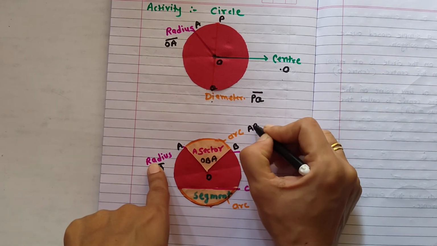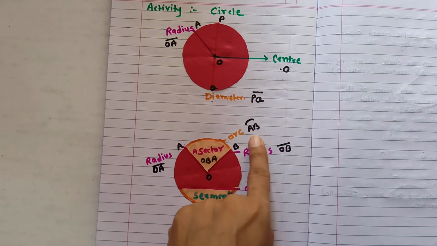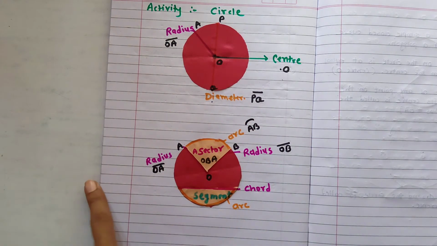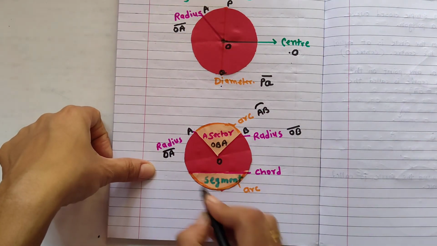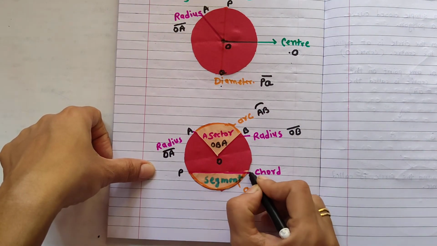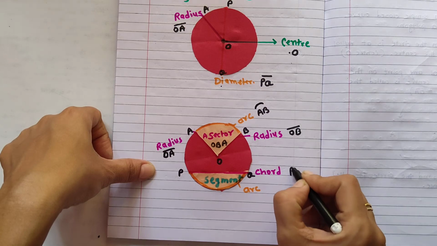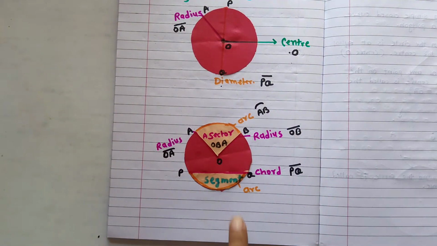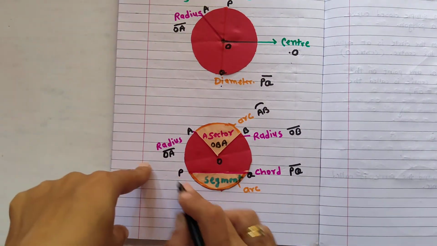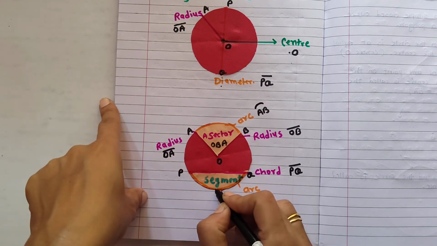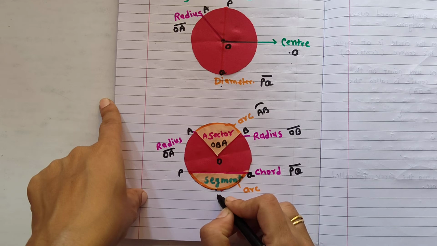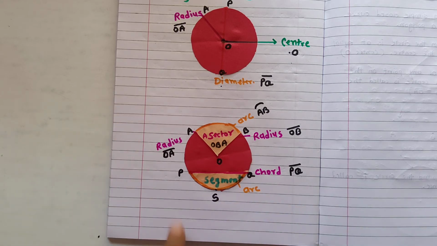How to show the arc? In this way, indicate the arc this way. AB is arc. Then here segment, this is chord. Write the name of chord, PQ. Okay, so write here PQ is the chord of the circle. Now again here we write one more point to show the name of the segment. We take one more point here, that is S.